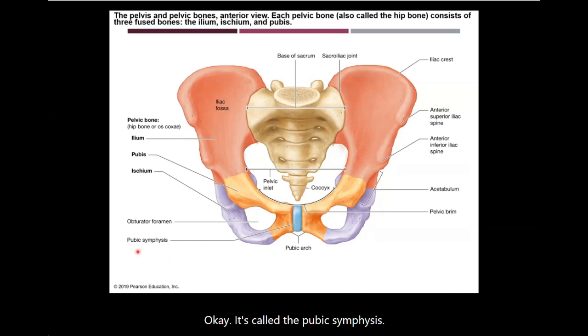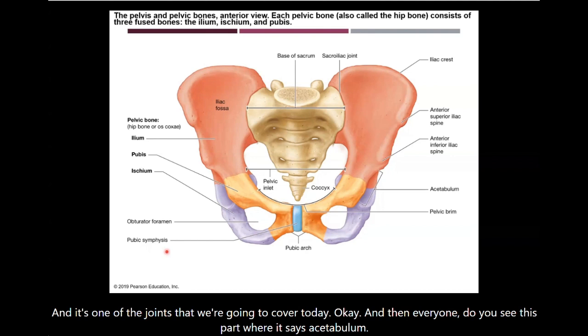It's called the pubic symphysis. What is the name of the joint that joins the left and right pelvis together? Pubic symphysis. It's made up of cartilaginous joints, and it's one of the joints that we're going to cover today, okay?